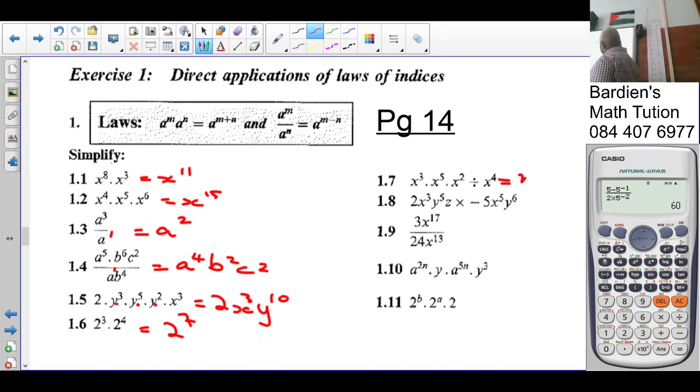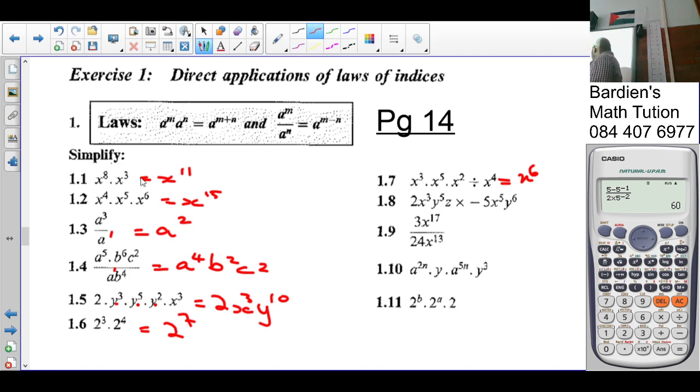That's going to be x to the 2 plus... 3 plus 5 is 8. So x cubed times x^5 is x^8. x to the power 8 times x squared is x to the power 10. And x to the power 10 divided by x to the power 4, that's x^10 over x^4. It's going to be x^6. Yes. Okay, what's your question? Somebody's asking a question? Okay.